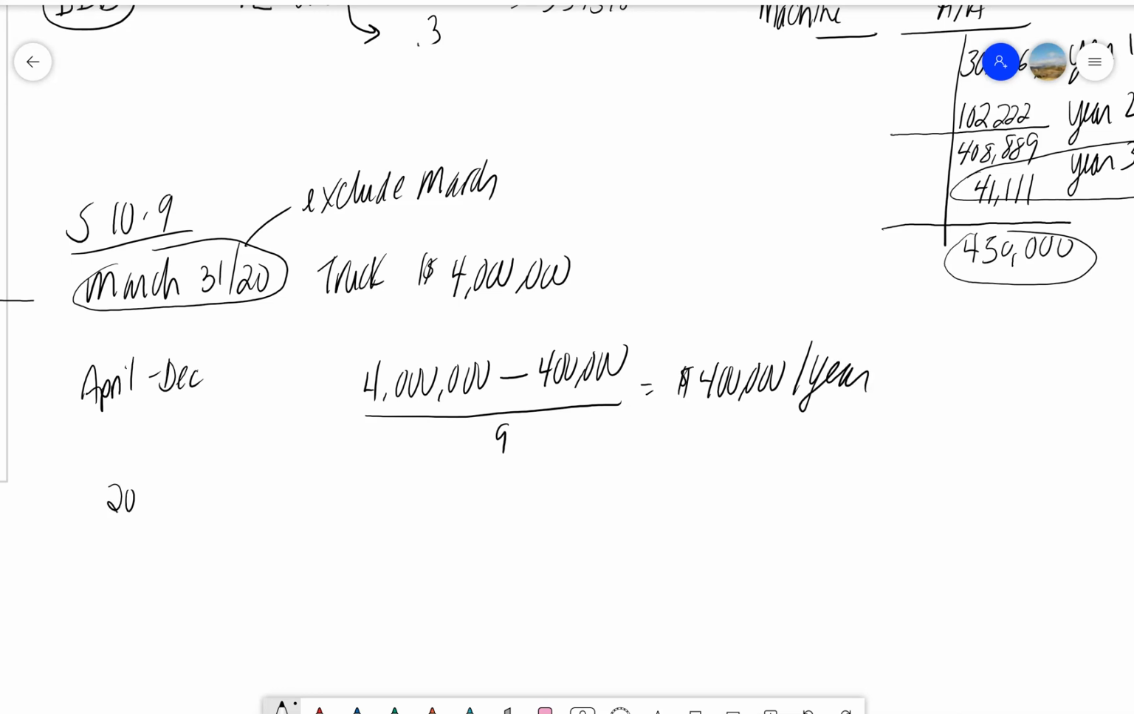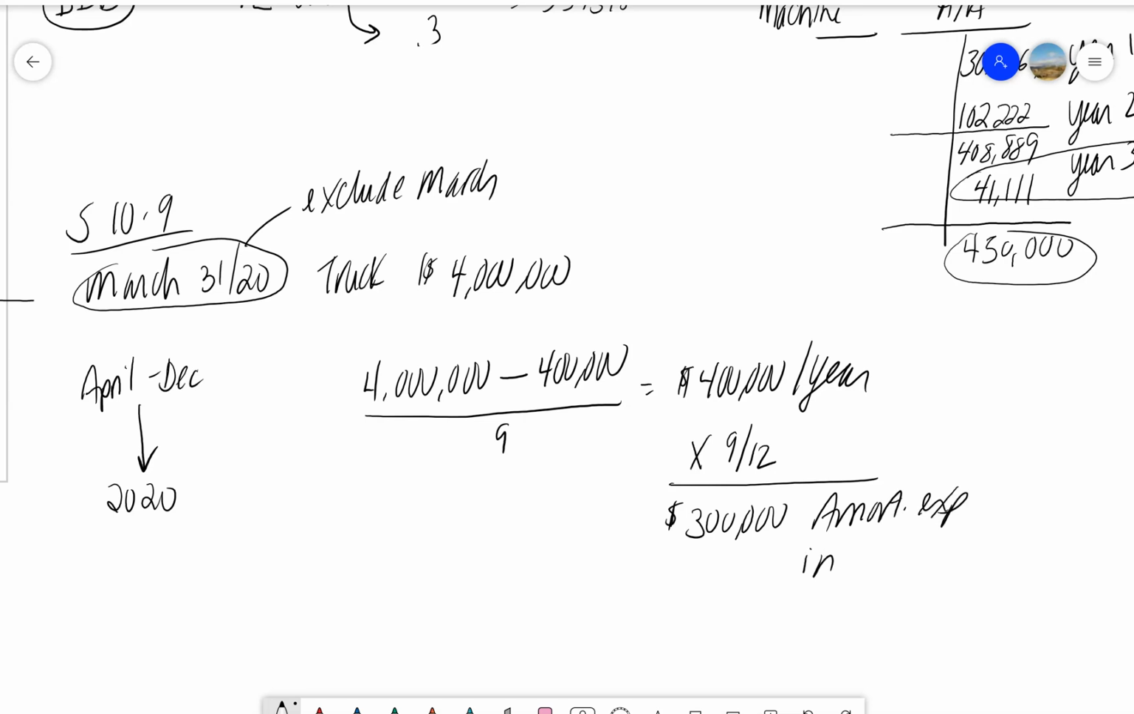However, in 2020, we only have it for 9 months. So in 2020, we have to multiply this by 9/12. And so if you work through that in 2020, all we're going to do then is take 300,000 of amortization expense in 2020. And so that's all we do. It's fairly easy. Once you work out the yearly amount, you just prorate it based on the number of months.